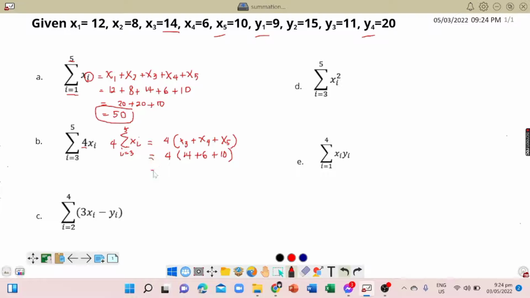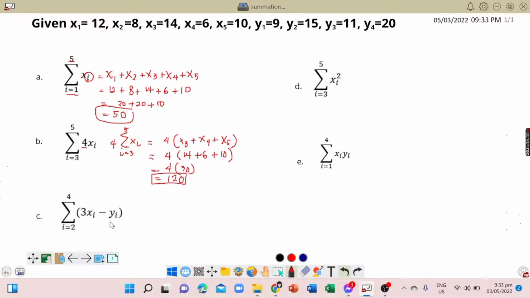Okay. So, we will use PEMDAS. First solve what is inside the parentheses. So, 14 plus 6 plus 10 is 30. Okay. So, 4 times 30 is 120. So the answer is 120. Okay, let's proceed to letter C.